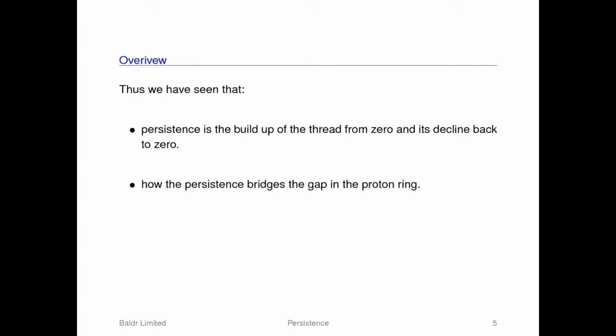Overall therefore we have seen that persistence is actually the build up and the dying off of a thread to and from nothing. In other words, what we've previously shown you is just the thread itself and not the bits either side, i.e. its persistence. We've also shown you how this persistence is able to sufficiently complete a proton ring, meaning that the threads stay in a ring formation rather than just forming a chain when the complete ring, i.e. a neutron, breaks into a proton and an electron.